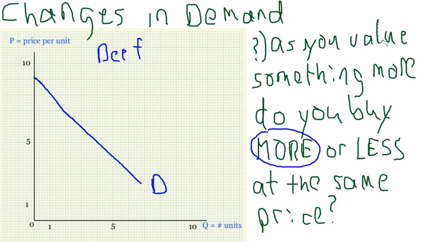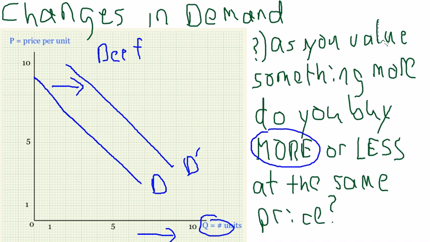But what we want to talk about is how this demand curve changes as you value something more. And the way we depict a demand curve where you're buying more of something at the same price is just shifting the demand curve to the right. Shifting the demand curve to the right, I'm calling this new demand curve D prime for new. And remember, quantity is on the x-axis, so as we go to the right, we're going towards a higher quantity.